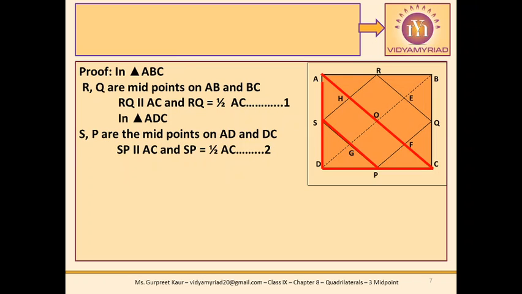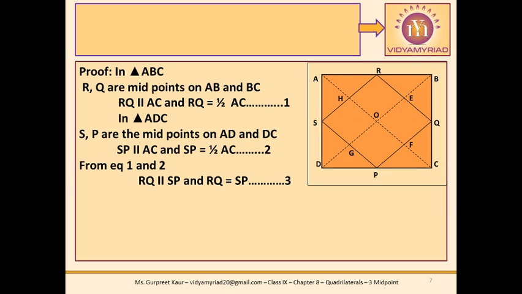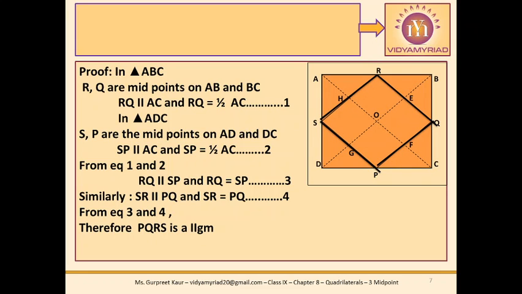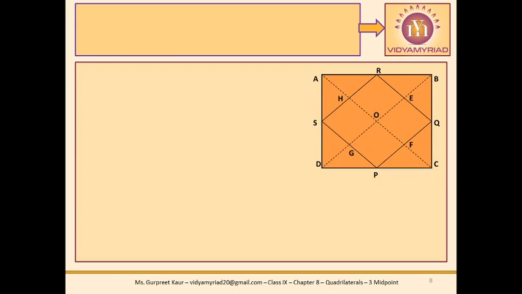Now AC is common in both. So from equation 1 and 2, what do you get? RQ will be parallel to SP and RQ is equal to SP. If one pair of sides is equal and parallel, then we can say it's a parallelogram. Now the method which we did here, same way we can also say that SR is parallel to PQ and SR is equal to PQ. So we can say that PQRS is a parallelogram. So one criterion is fulfilled over here, that for a square it should be a parallelogram. We have proved it.